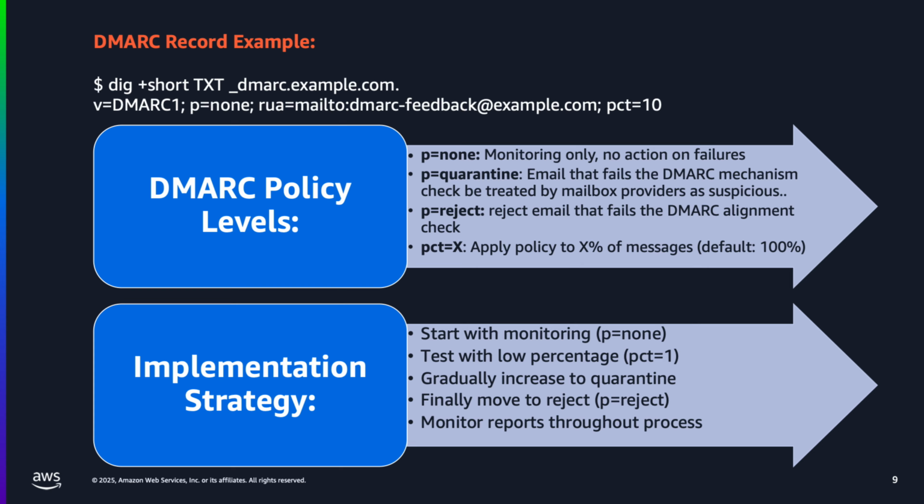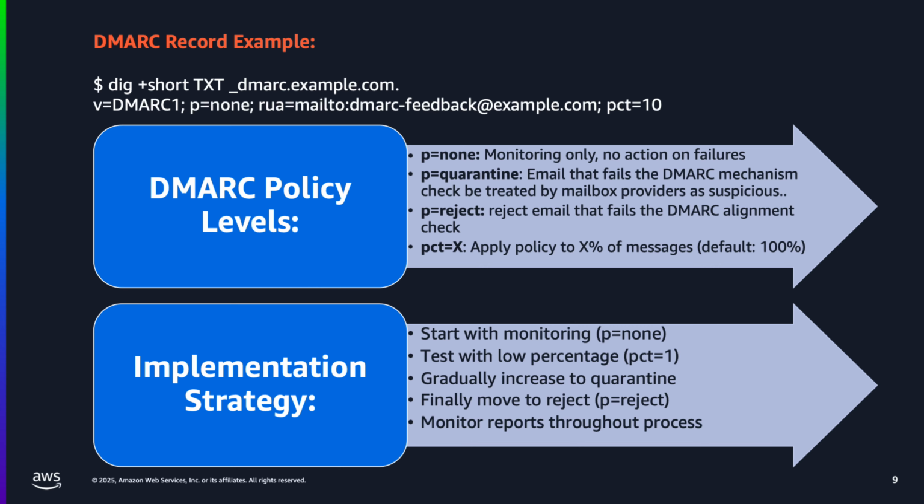DMARC has three policy levels, and understanding when to use each is crucial for your email delivery. p=none tells the mailbox providers to monitor only and don't take action on emails that fail the DMARC check. p=quarantine means emails that fail the DMARC check are treated by mailbox providers as suspicious. Depending on the mailbox provider's decision, this can mean placing it into the spam folder and/or flagging it as suspicious. p=reject rejects emails that fail the DMARC alignment check.